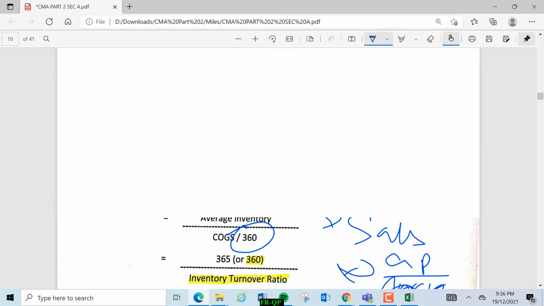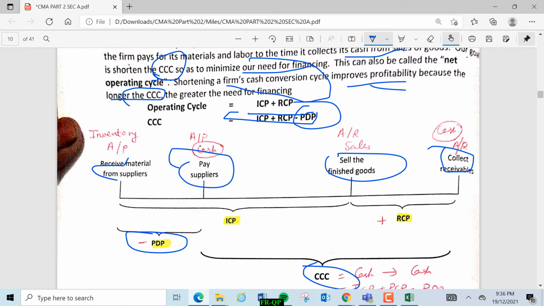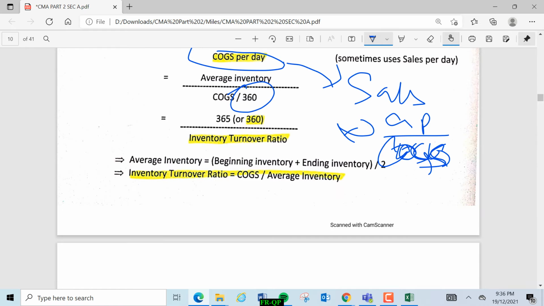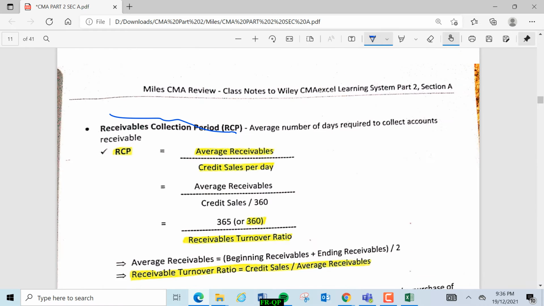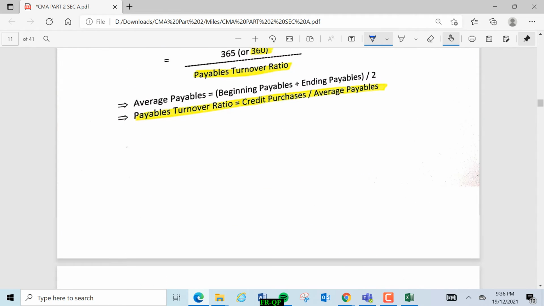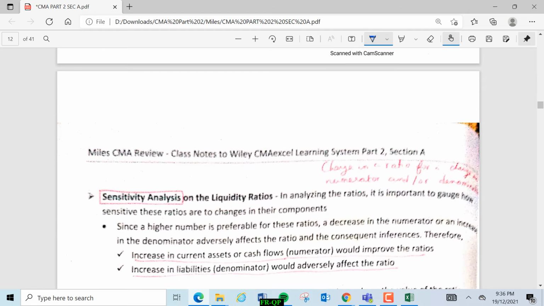So this is called the operating cycle. You can expect a small question in the exam. There is nothing more than that. There is only one question you can expect out of it.